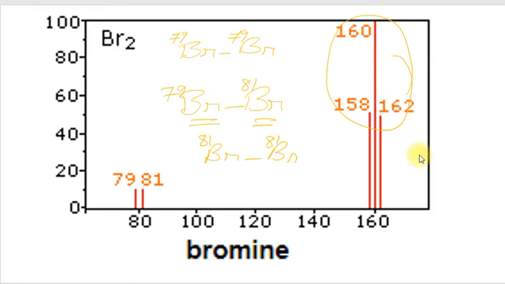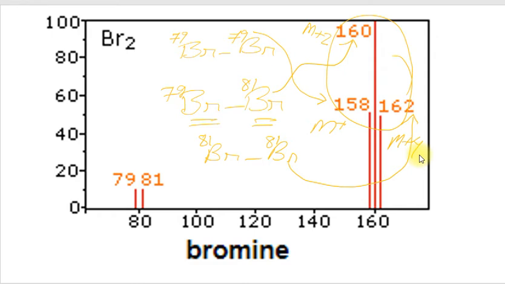This combination will give you the molecular ion peak at 158, that is the M plus. Then bromine 79 and 81 gives you a molecular ion peak at 160, which is the M plus 2. And then you have bromine 81 and bromine 81 to give you a molecular ion peak at 162, which is the M plus 4.